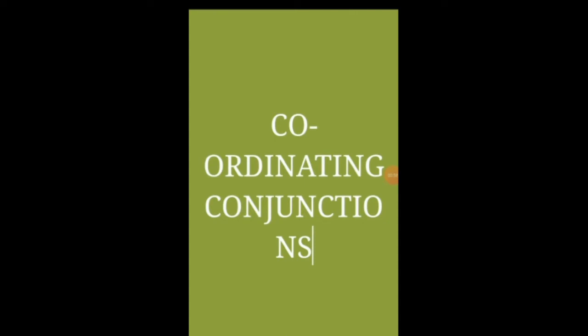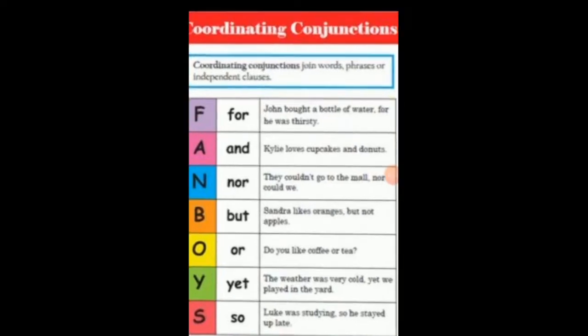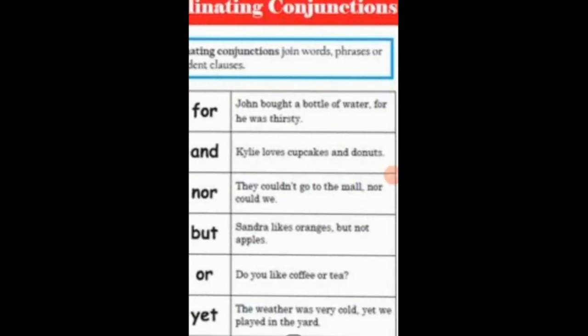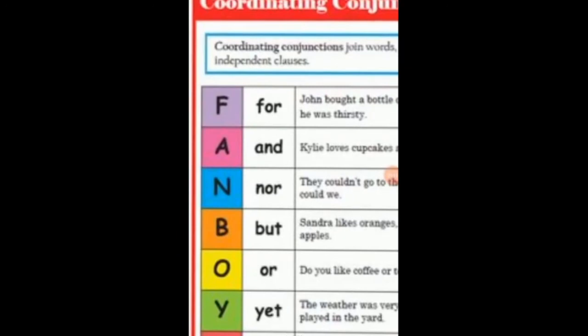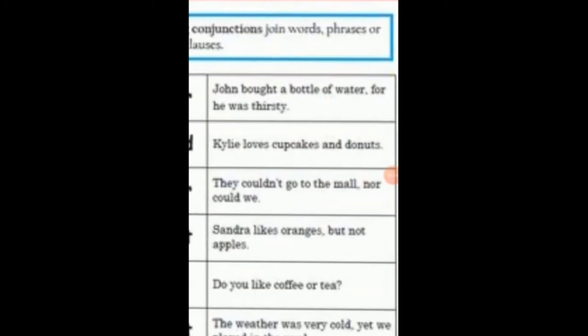The first one and the most commonly used are coordinating conjunctions. Now here is a list of coordinating conjunctions: for, and, nor, but, or, yet and so. The definition says coordinating conjunctions join words, phrases or independent clauses. What does it mean? It means if you have got two sentences and if you want to join them and make one sentence, you use coordinating conjunction, provided the two sentences are independent clauses or independent sentences, that is, they can stand alone.